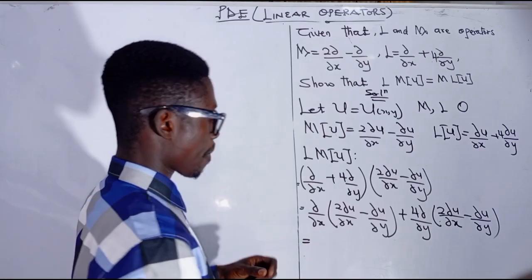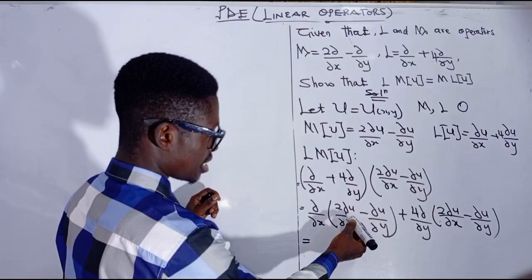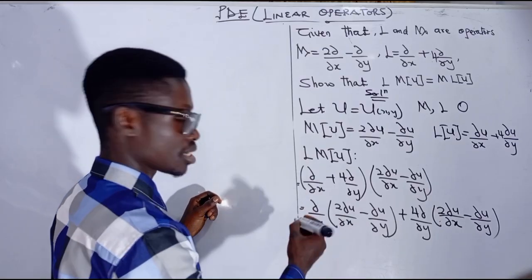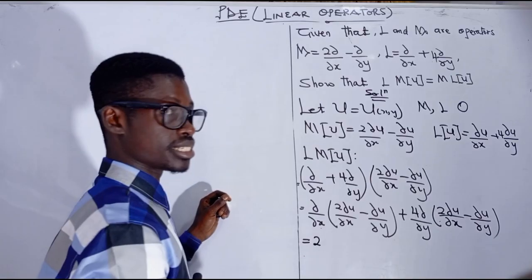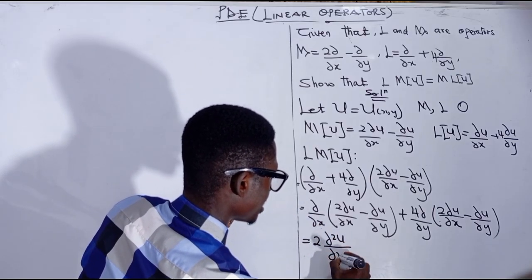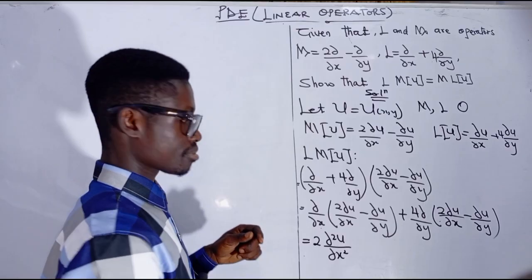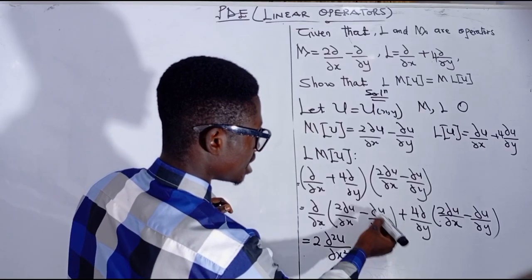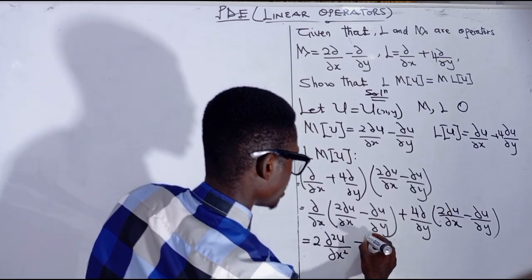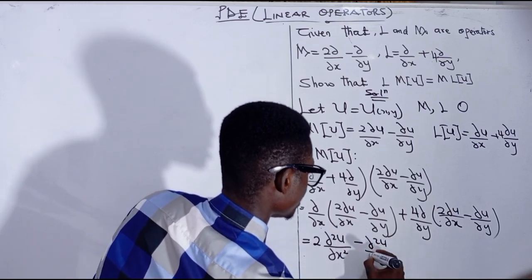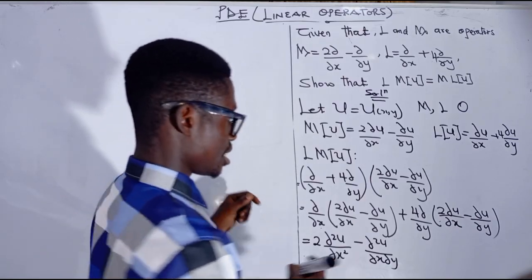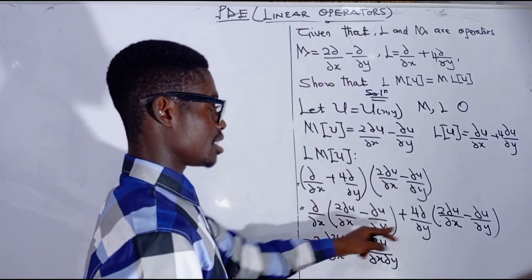So let's continue. When we differentiate del u del x with respect to x, the 2 is a constant, so we are just going to repeat it. We are going to get del square u del x squared. Now when we differentiate this function with respect to x, we are going to get del square u del x del y. I guess you are following. So we are done with this. Let's move on to that.